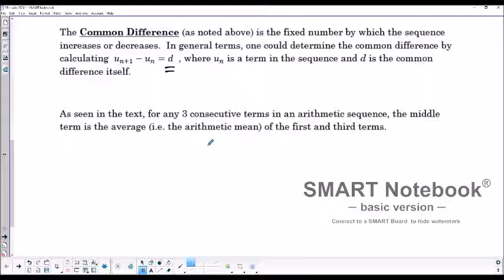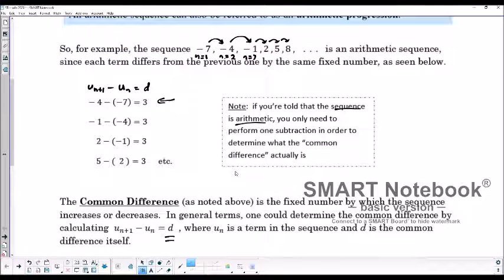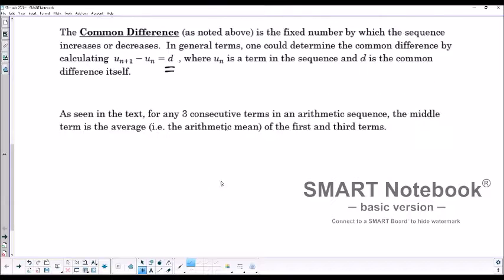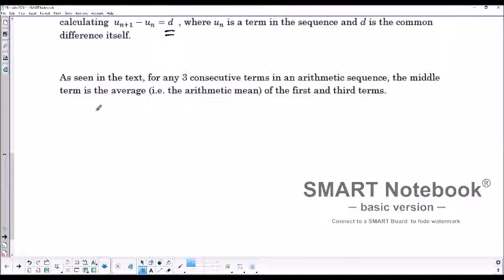If you were to look at any 3 consecutive terms, you would find that the middle term is the average of the first and third terms. So if we go back up here, the first 3 terms are -7, -4, -1. We see that the difference between all of those is 3. And so they're saying that -4 is the average, the middle term being the average of the first and third terms.